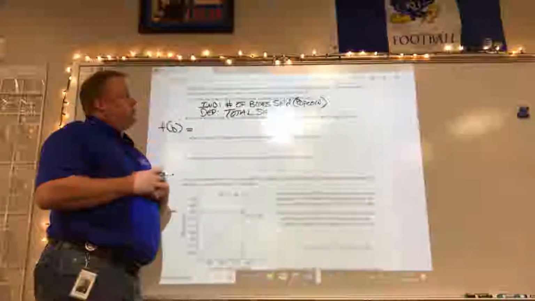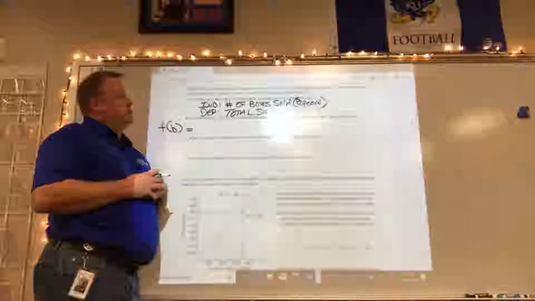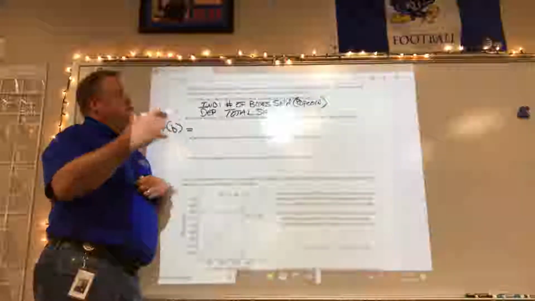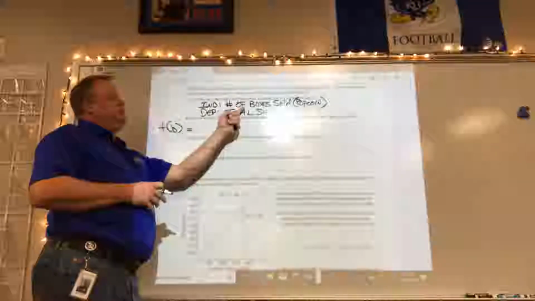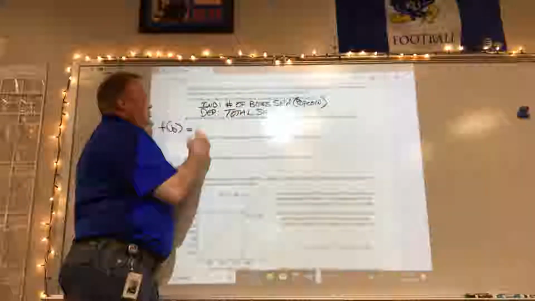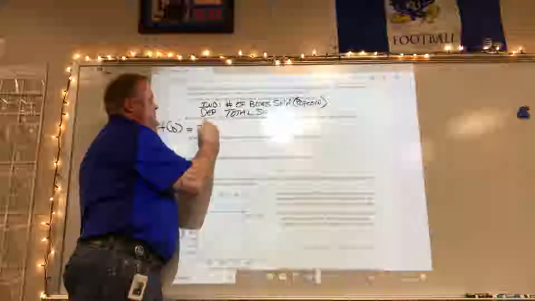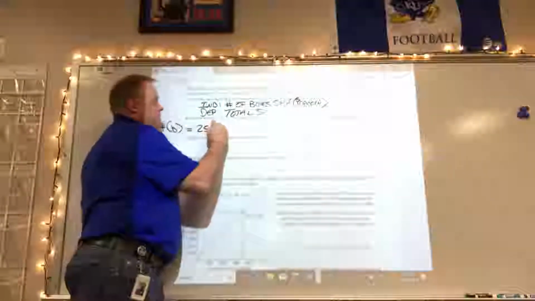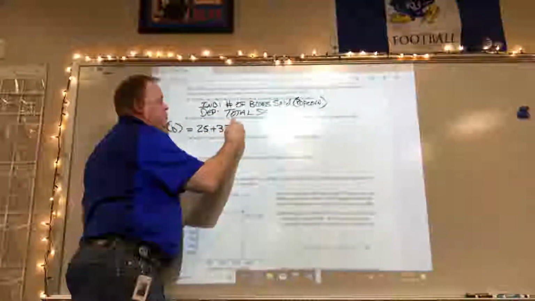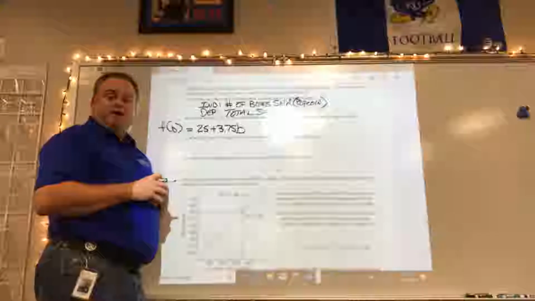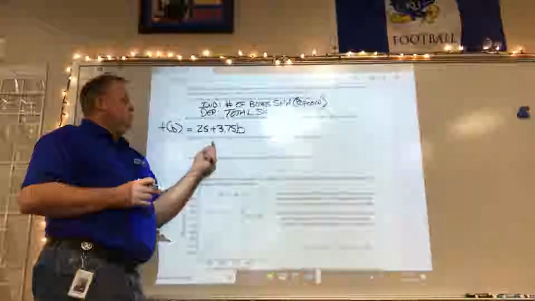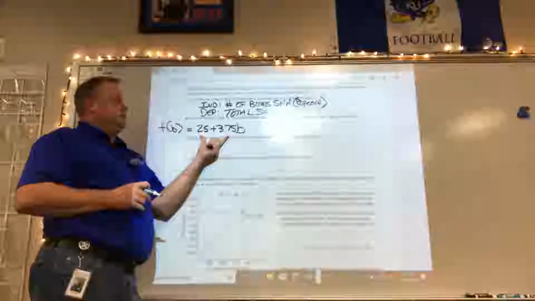I know I start with a credit of $25 towards the sales, and each box of popcorn is $3.75. I know my independent is number of boxes. So if I start with a credit of 25, and then I make $3.75 per box, that would be my equation. Now, I have it written like this.